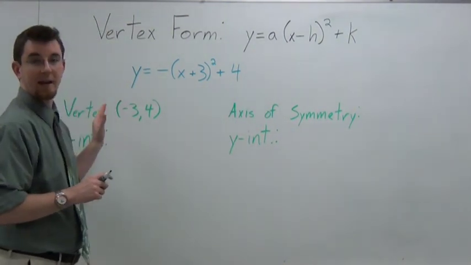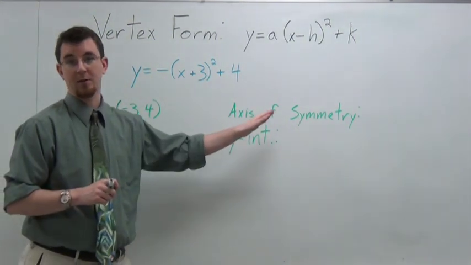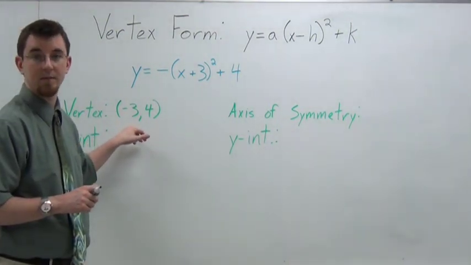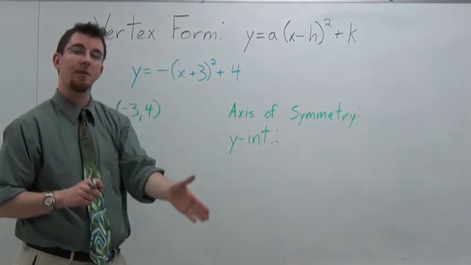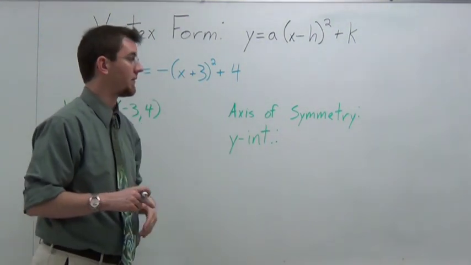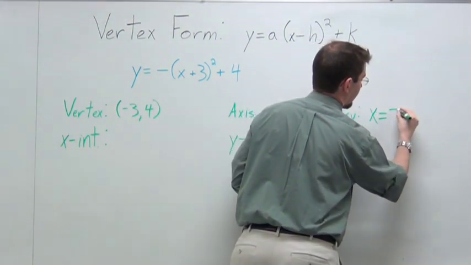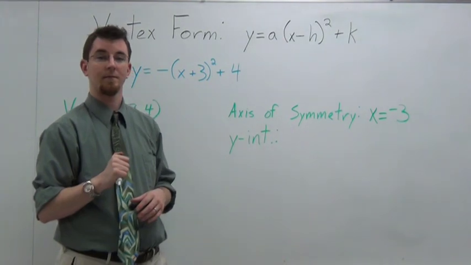Now once you have the vertex, negative 3, 4, it's very easy to get the axis of symmetry. All you're doing is you're taking that x-coordinate and we're going to use that to give us that vertical line. The axis of symmetry is going to be a vertical line that goes through the vertex. And in this case, x equals negative 3.